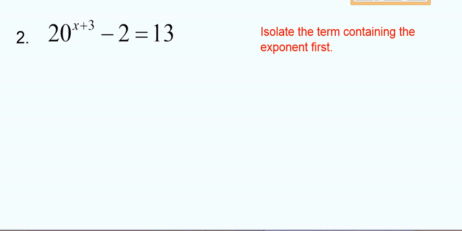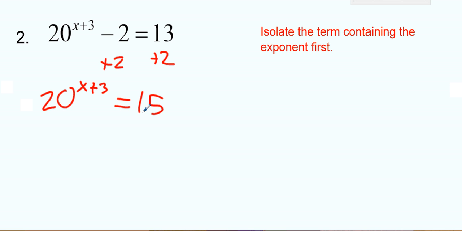If the term that has the x in the exponent isn't by itself, then your first step is just to get it by itself. So if there's a -2 with it, we're just going to add 2 to both sides. So 20 to the x plus 3 equals 13 plus 2 is 15. Then we'll convert it to a log. So the base is 20, so we'll do log base 20 of 15 equals x plus 3.